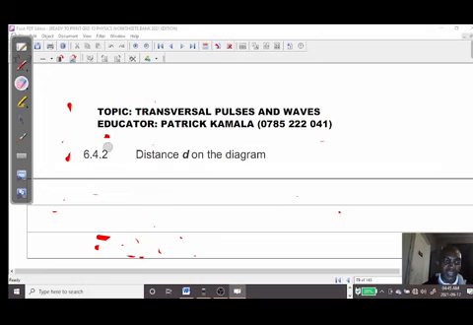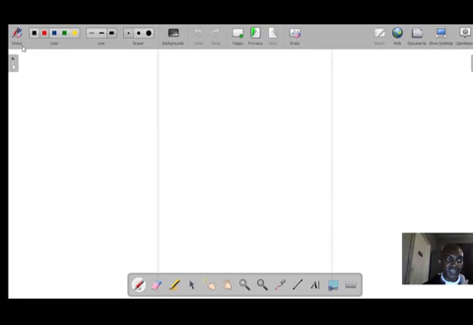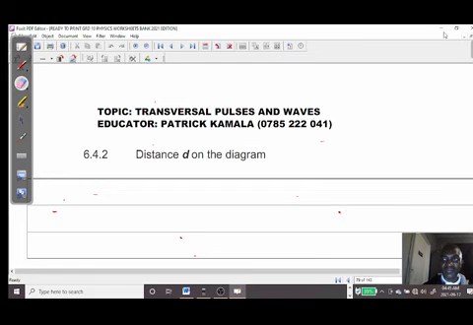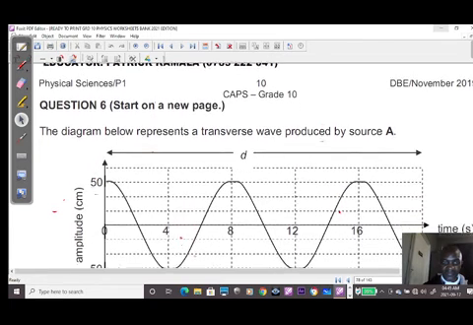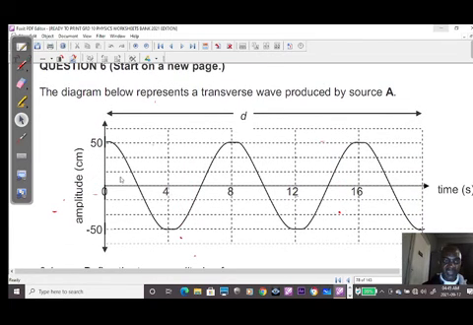Okay, now the question says calculate what? Distance d on the diagram. Okay, so if I'm going to check my distance d, what is it going to be? Now my distance d, if I take you a little bit back to my distance d, okay, let's check it again. This is our distance d here. Now distance d goes from here up to here.